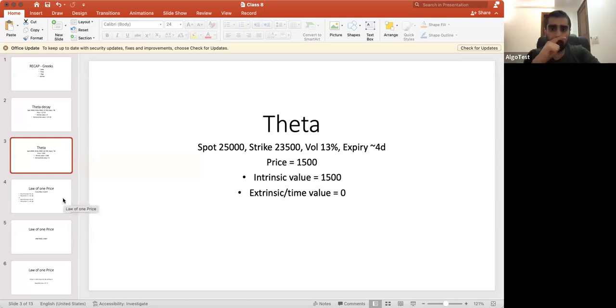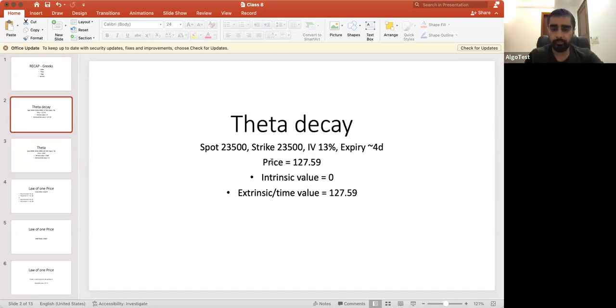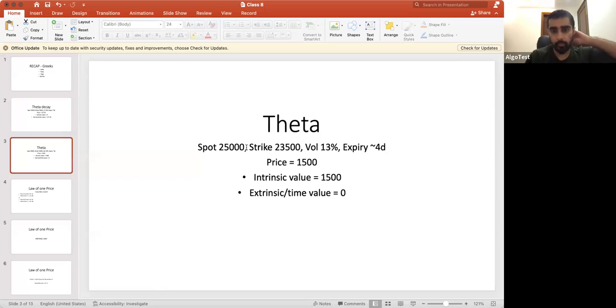So, as soon as I sold the option, the underlying moved to 25,000 and I've just lost a lot of money, right? Whatever theta I collected is mine, and now I have to pay the buyer of the option the difference between the theta and this price, right?